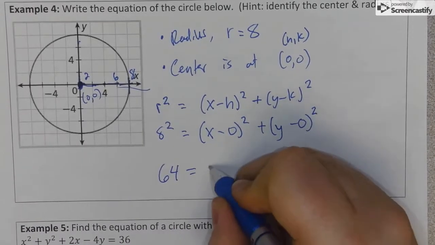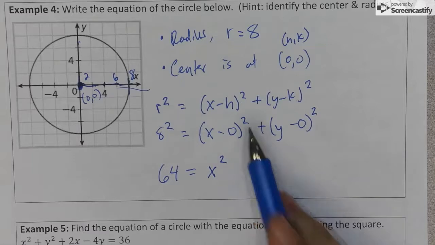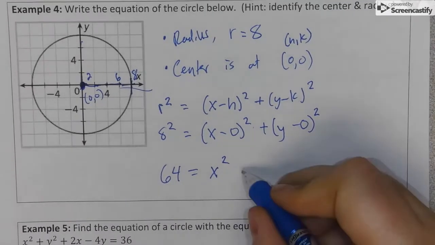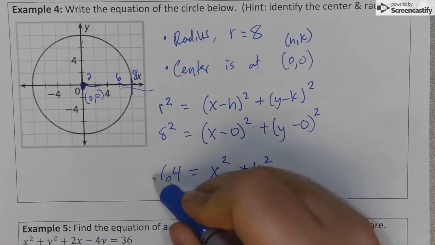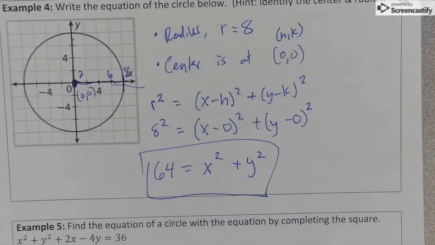X minus 0 is just going to be x squared. And then y minus 0 is just y, so this is going to be y squared. So the equation of the circle here is 64 equals x squared plus y squared.